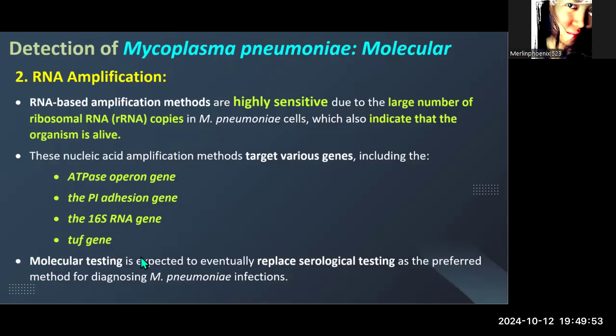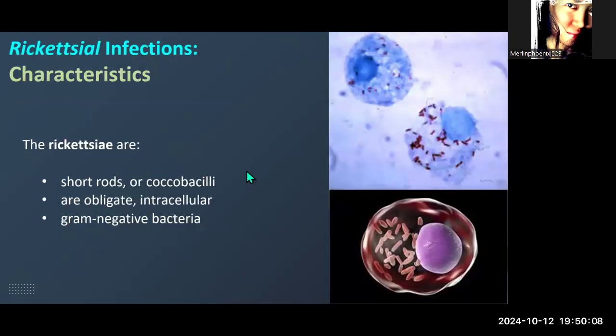And then molecular testing is anticipated to become the preferred diagnostic approach for pneumonia infections. So eventually it might replace serological testing in this case for pneumonia. And now we are down to the last group of bacterium. So Rickettsial infection.